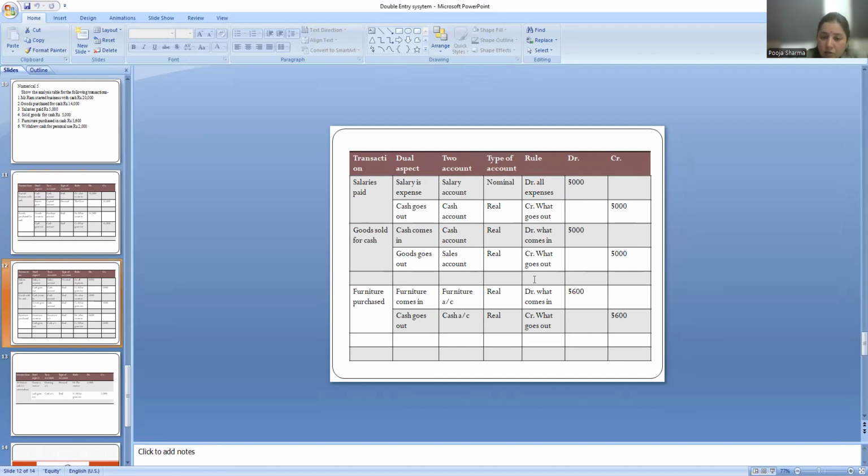And the transaction will be salary account debit to the cash. As per the nominal account, salary is an expense, so it will be debited, and cash comes in the real account and it is going out from the organization, that's why it is credited. So the transaction will be salary account debit to the cash.